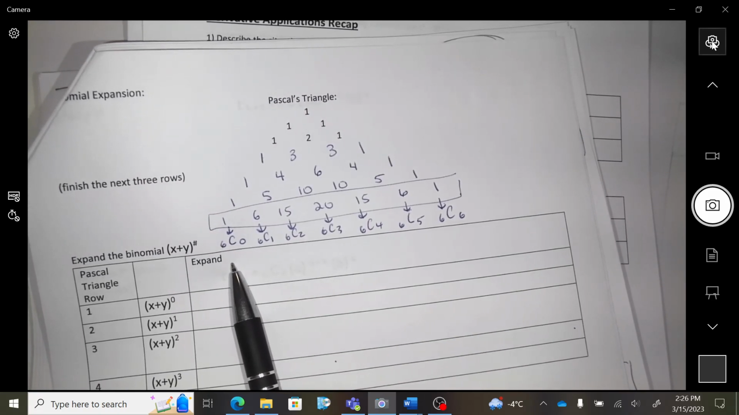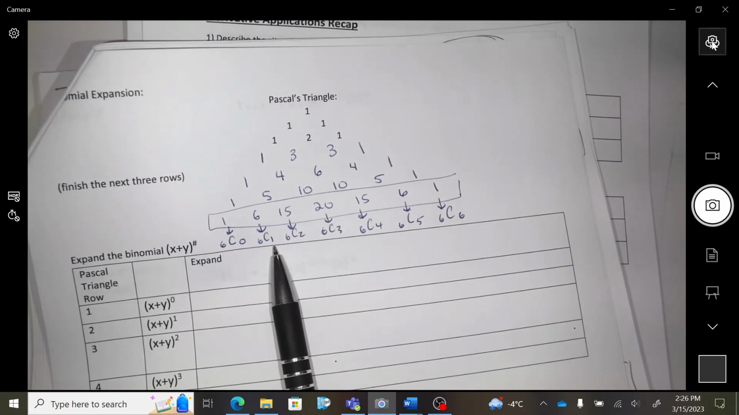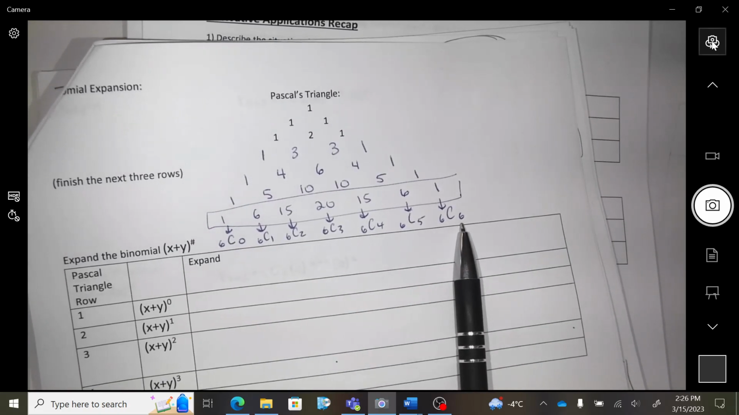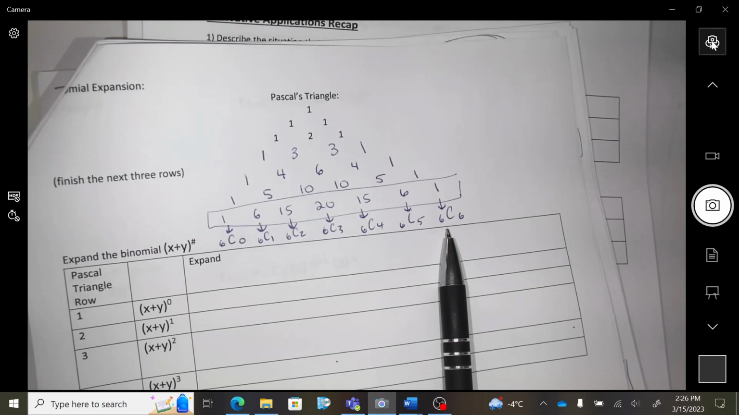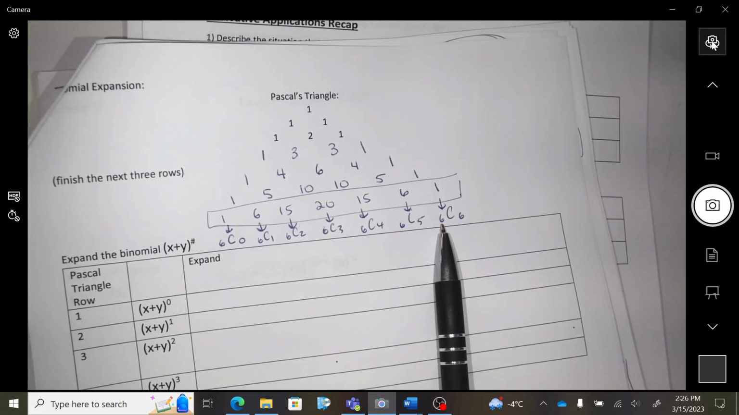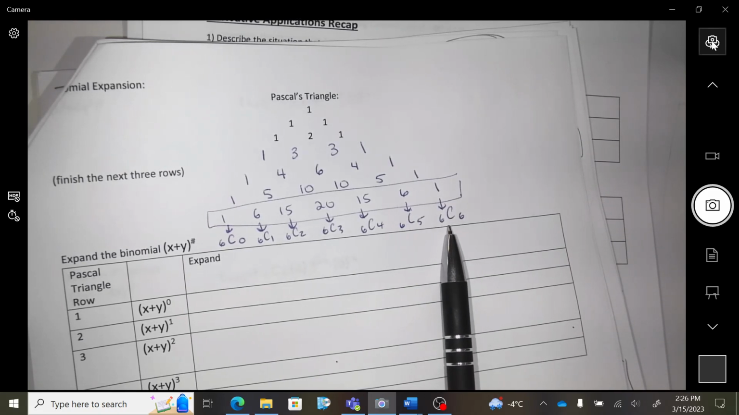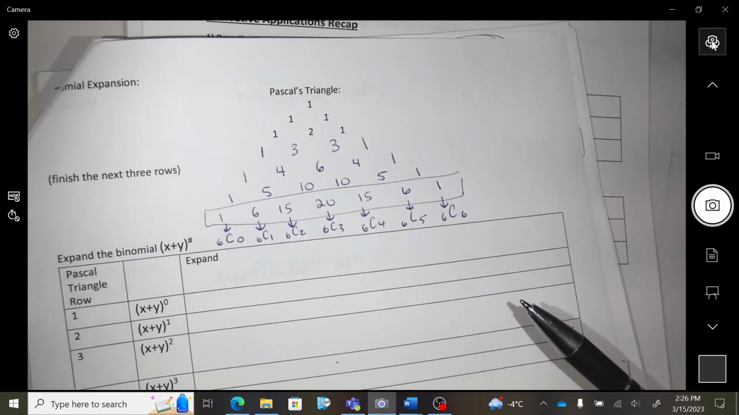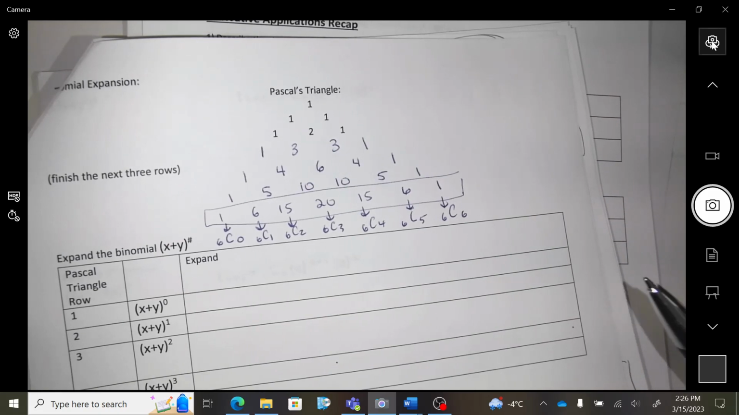6 choose 6 is also 1. Because if I have 6 people and I need to choose 6 people, how many ways can I do that? I can only do that in one way. But if you have 6 and you have to choose 0, how is that 1? There's only one way you can pick 0 people: just picking 0 people. Did it work? Did it match?